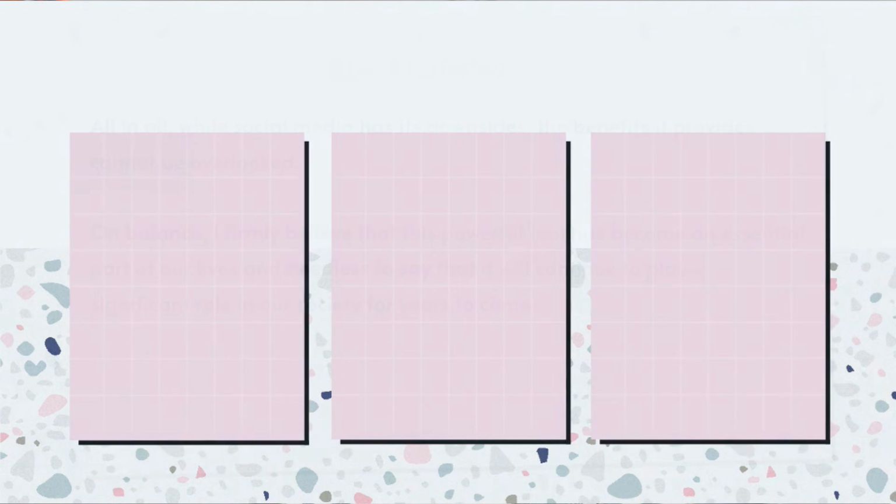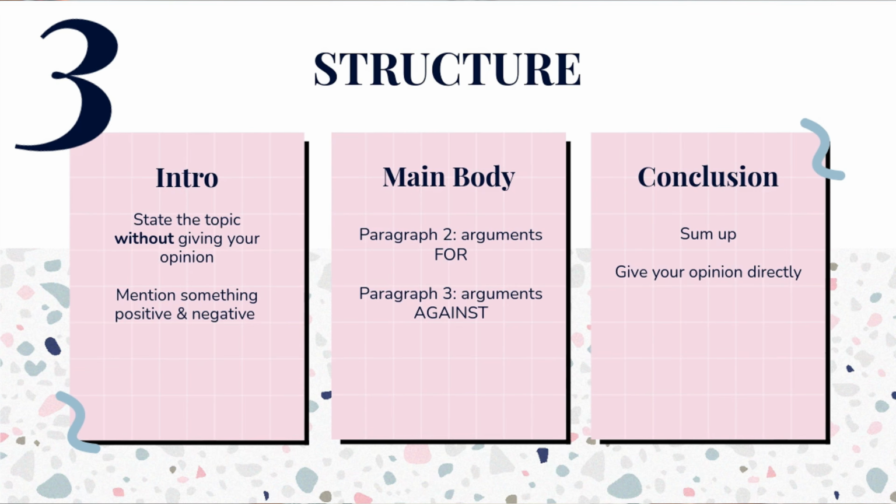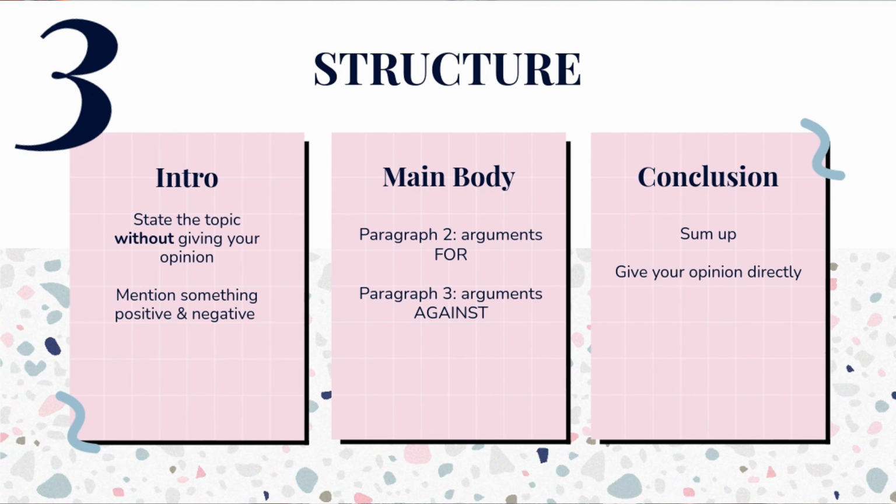Remember, at the beginning, we begin with the introduction where we're going to state the topic without giving our personal opinion, and also, if possible, we should mention something positive and negative about the main topic. Then we move on to the main body of the essay, which has 2 parts, the arguments for and the arguments against, ideally 2 in each category. Finally, we reach the conclusion, and in the conclusion, we must summarize what we have previously said and give our own personal opinion openly.